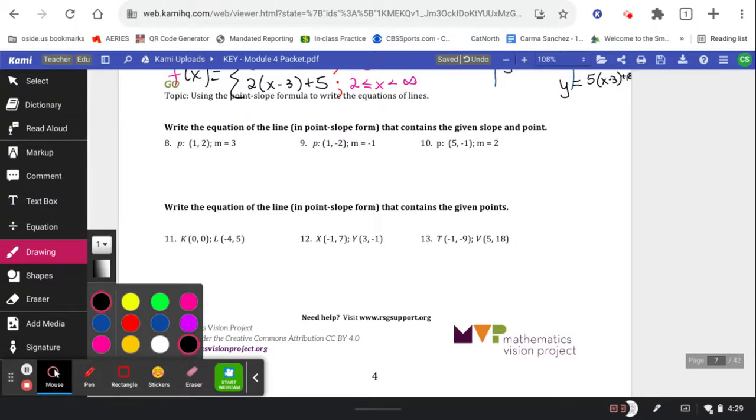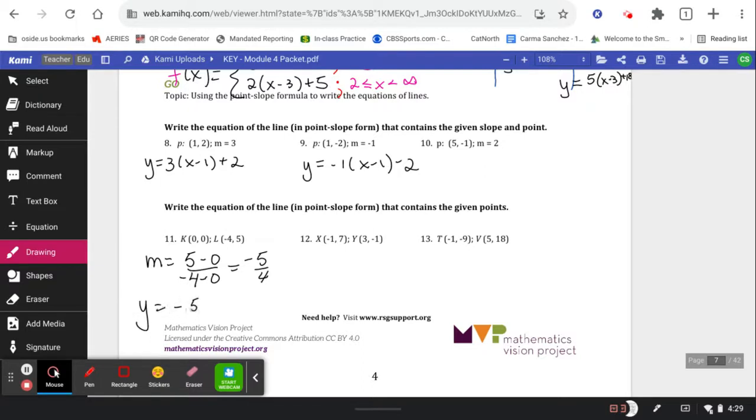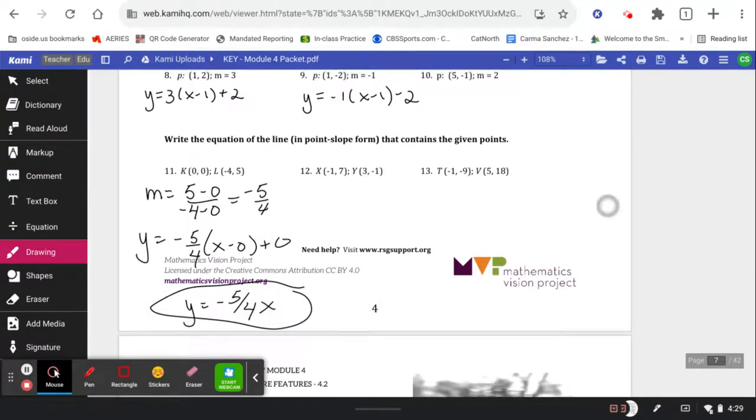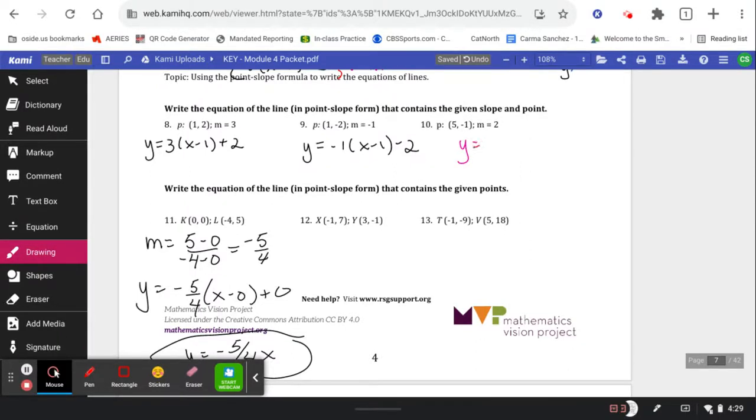Okay, last but not least, in class, we already did this guy. We already did this guy. And we already did this guy. So that goes y equals negative 5/4 x minus 0 plus 0. What? That means that just goes away. Okay, so you're just supposed to finish 10, 12, and 13 on your own that we didn't do in class. Pause the video and try it. Okay, how'd you do?